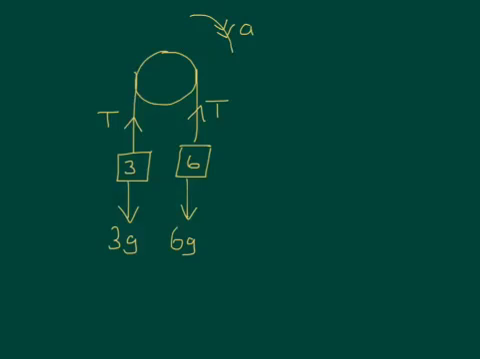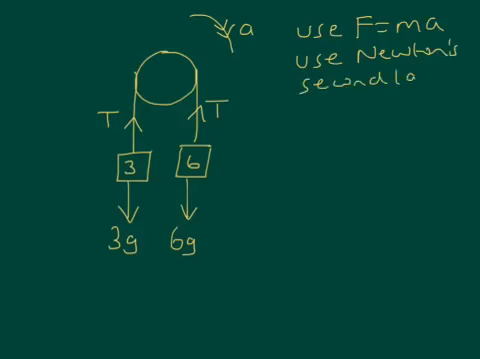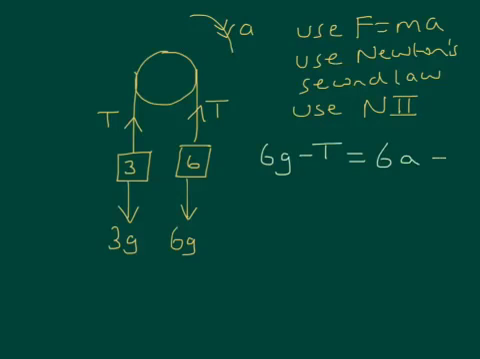Let's consider F equals ma for each particle. You can write using Newton's second law. And if you really want a shorthand, you can write N and then an old-fashioned 2. So on the 6 kilogram particle, the force acting downwards is 6g, but that's being opposed by the tension acting upwards. So that's the force. The mass is 6, the acceleration is a.